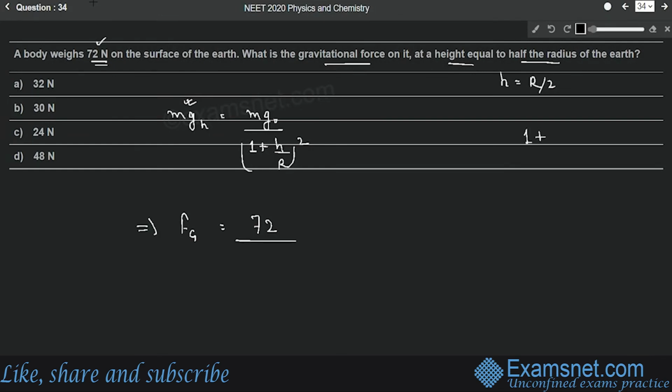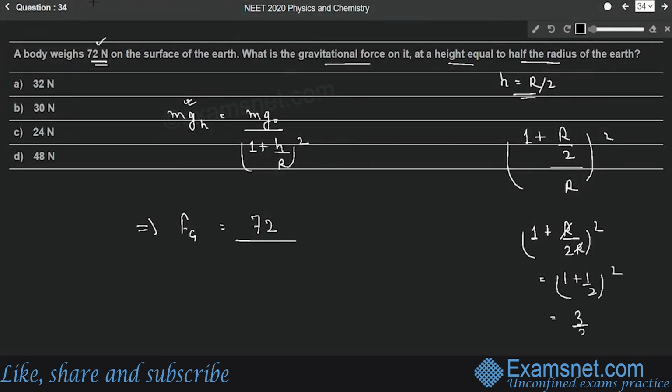See, h is R by 2, right? So that means 1 plus R by 2 divided by R, isn't it? So it can be written as (1 plus R by 2R) whole square. So R cancelled, that means it will be (1 plus 1 by 2) whole square, or you can say (3 by 2) square. Okay, so in place of this denominator, we'll write (3 by 2) whole square.